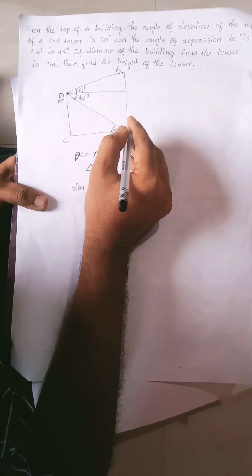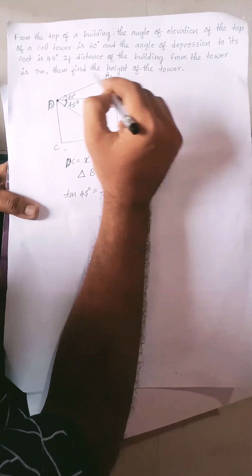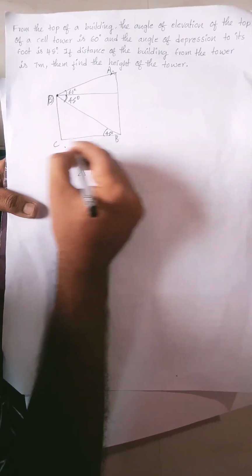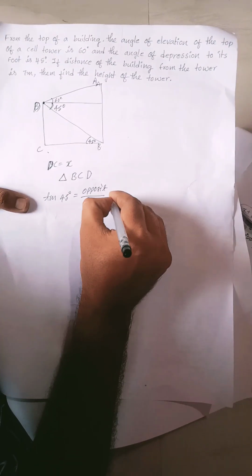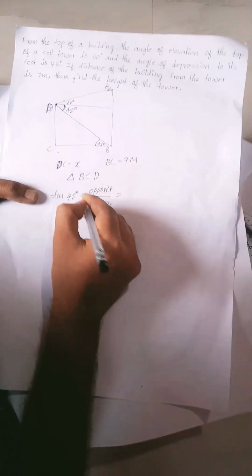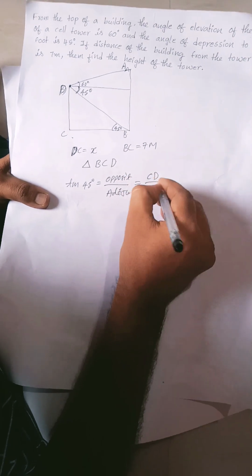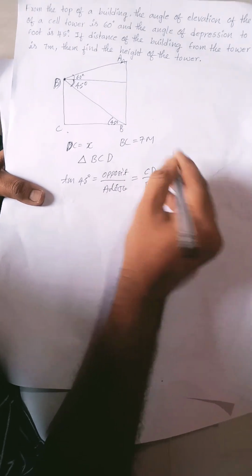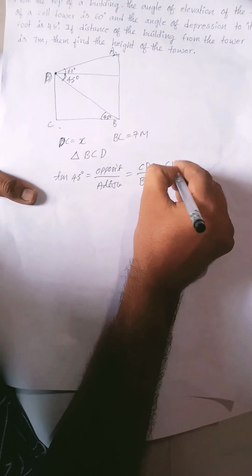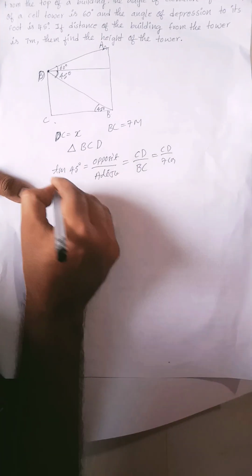This length is equal to how many meters are given? 7 meters. BC length is equal to 7 meters, given in the question. Opposite is CD by BC. CD by BC is equal to what? 7 meters.